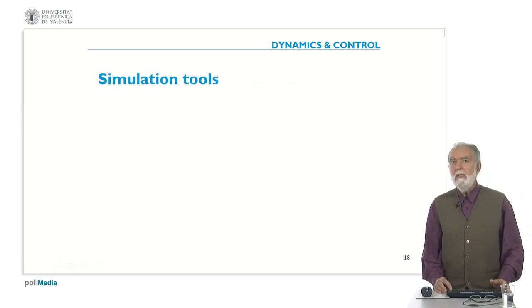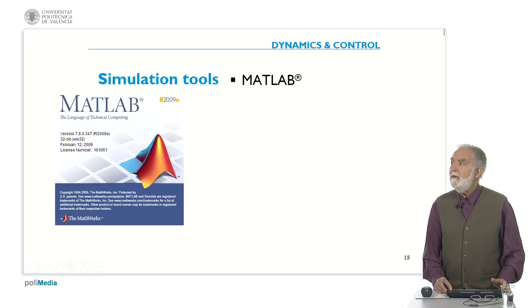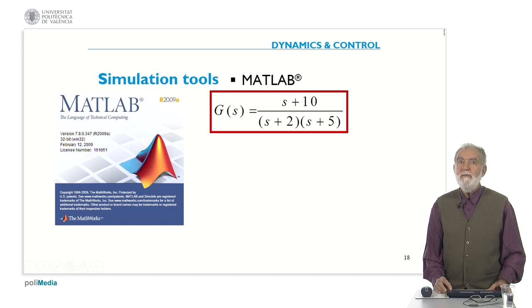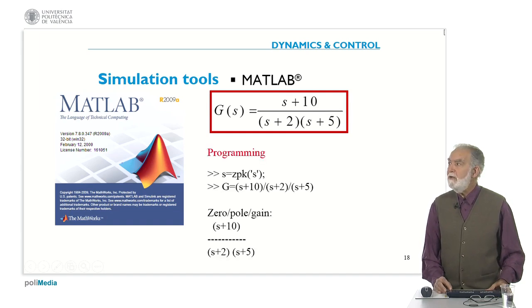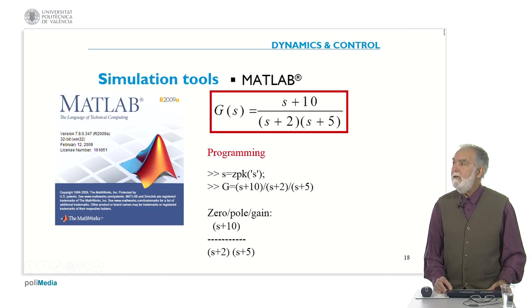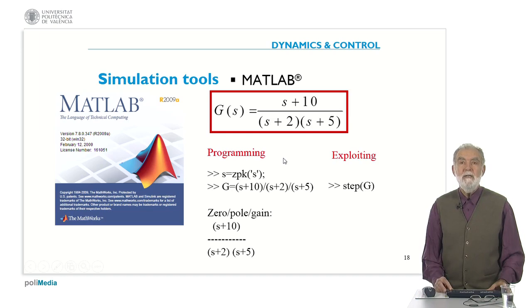So another option is to use these models by means of simulation tools. In particular, we are very familiar with MATLAB. MATLAB is a trademark, and you can write very easily. For instance, you have this transfer function. You can write it in this way, that the transfer function can be expressed, as you can see here, very similarly to the model. And then you can obtain this, which is exactly the same as one. And then you can exploit this model.